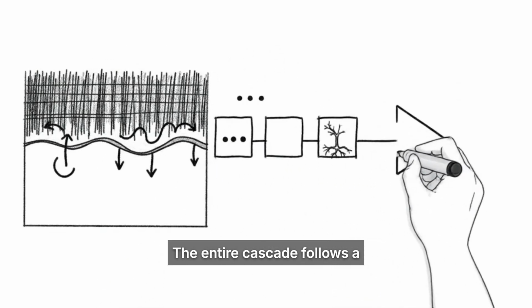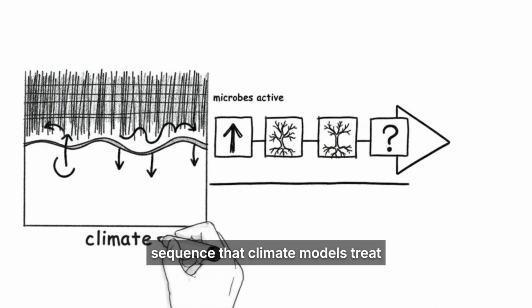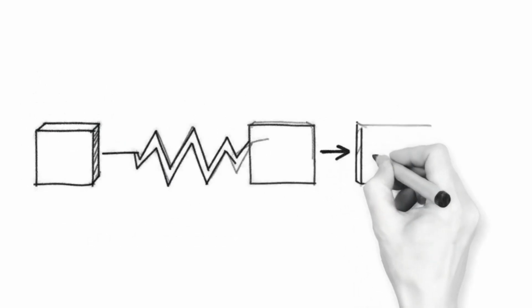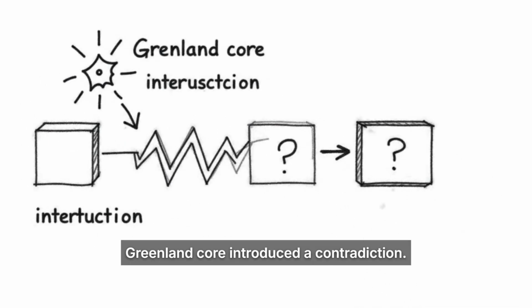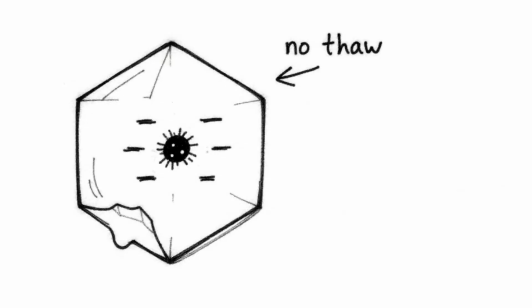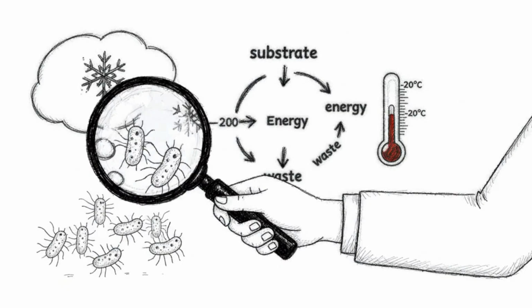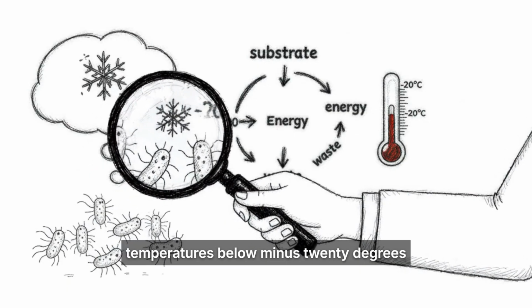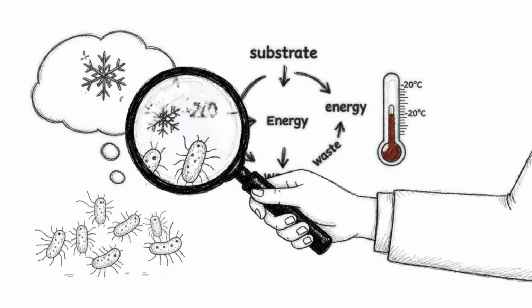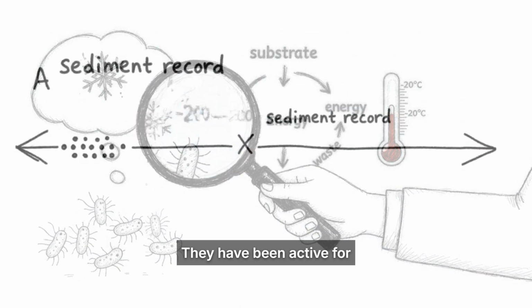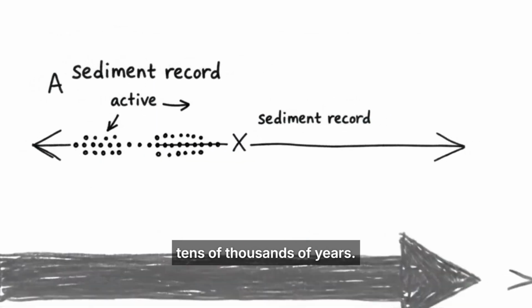The entire cascade follows a sequence that climate models treat as linear, but the discovery from the Greenland core introduced a contradiction. Some organisms do not need the thaw cycle. They remain metabolically active at temperatures below -20 degrees Celsius. They have been active for tens of thousands of years.